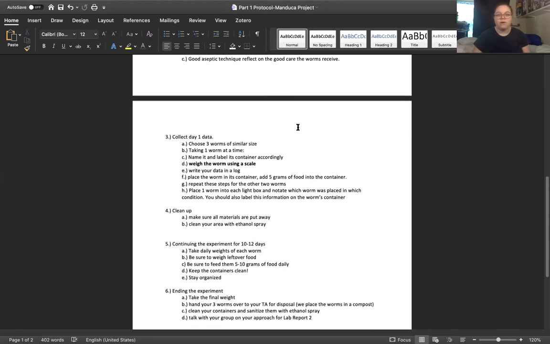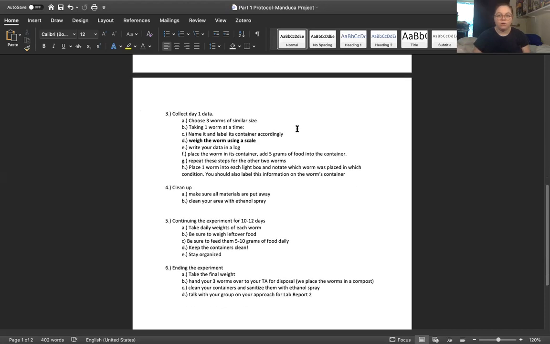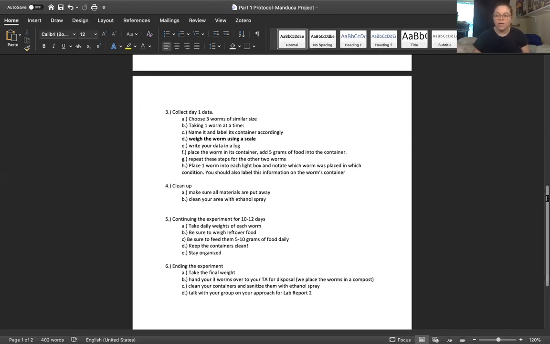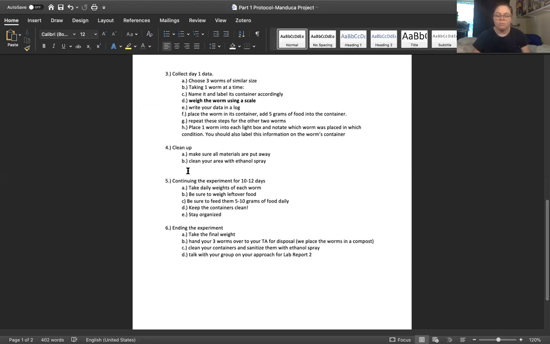So after you've defined your components and you're all good with aseptic technique, then you would move on to the main part of the experiment, right? So how do you collect your data? What are you going to do with these worms? So first, you choose 3 worms of similar size. You take 1 worm at a time because these things are creepy crawlies.